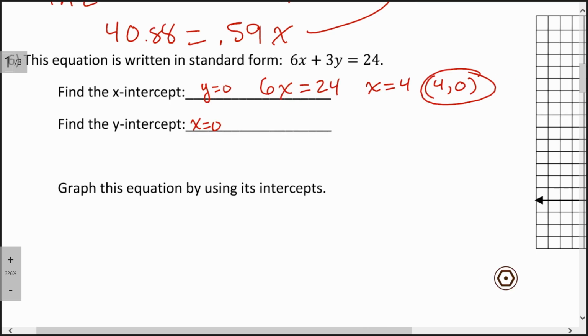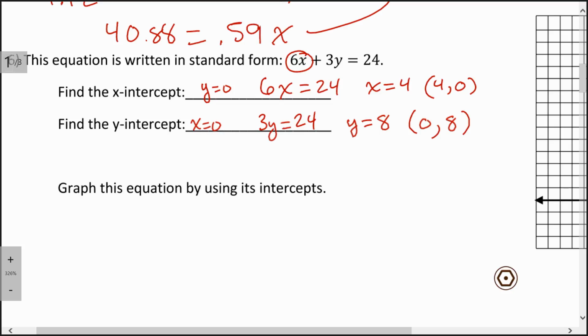And again, I'll rewrite this equation. This time, 6 times x, that part is 0, so I'm left with 3 times y equals the number 24. And if I divide both sides of that by 3, I get that y equals 8. So this is my y-intercept. My y-intercept is x is 0 and y is the value 8. Let me actually write this like this. This looks neater. Here's my two answers: I've got the x-intercept and the y-intercept.